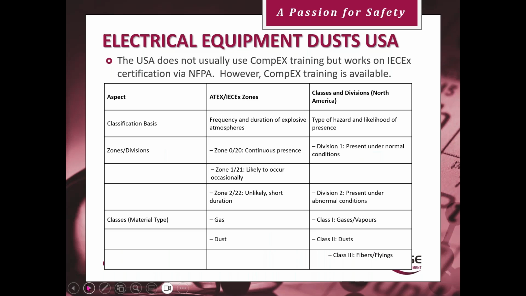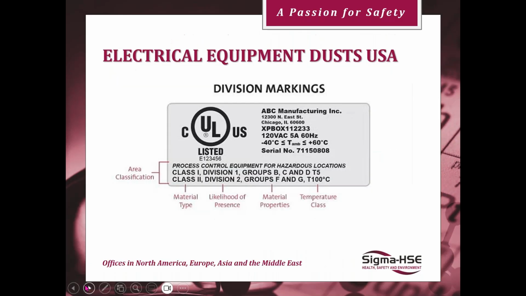The classes of material, so we look at gas. In the EU, we would take gas as being the class. And in the USA, we have class 1, gases and vapors. We have dust in Europe, and in America, class 2 is dusts. So with typical American designations, you see the material type, the area classification, and the likelihood of the presence.